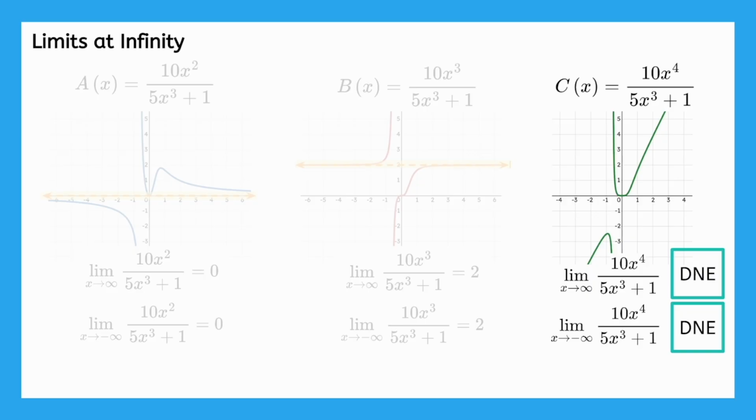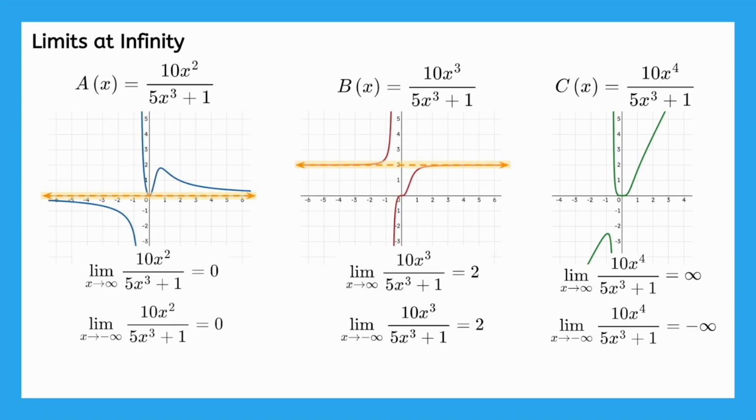That said, we can be a bit more specific with our answer by writing that the limit as x approaches positive infinity is positive infinity because the graph goes forever up on the right end, and that the limit as x approaches negative infinity is negative infinity because the graph goes forever down on the left end.